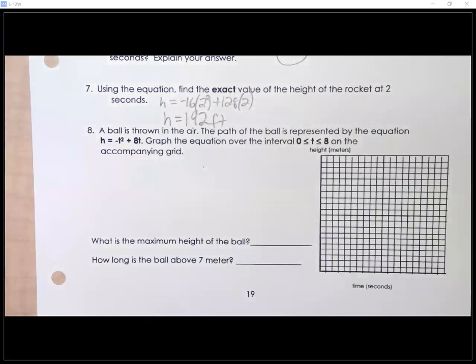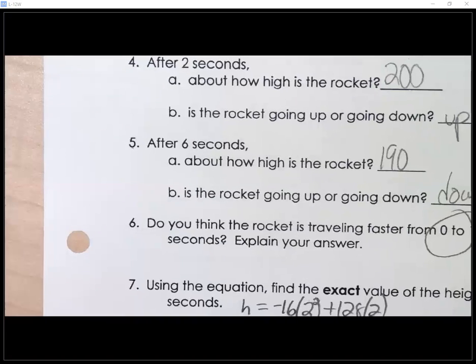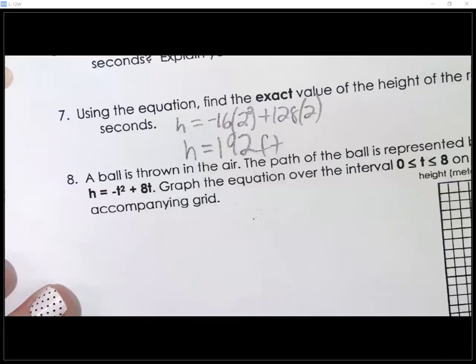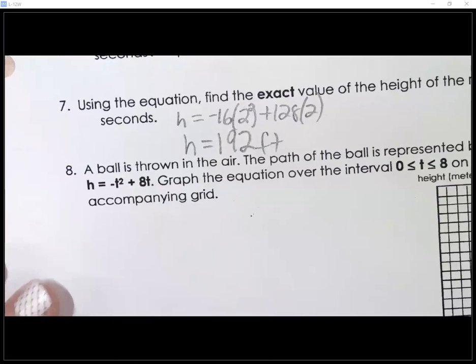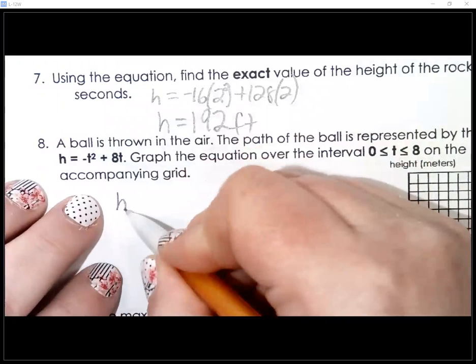Wait, can you zoom in a little bit? No, like down a little on the equation. Yeah, that's good. Thank you. You're welcome. So if I'm gonna graph this quadratic down below, where do I even start? The vertex, yeah. So let's take a look. Here's our equation. H equals negative t squared plus 8t.